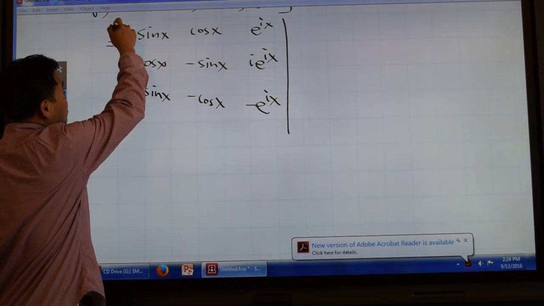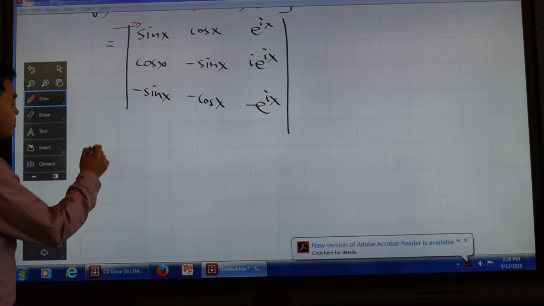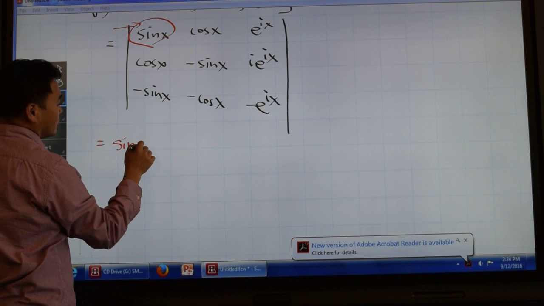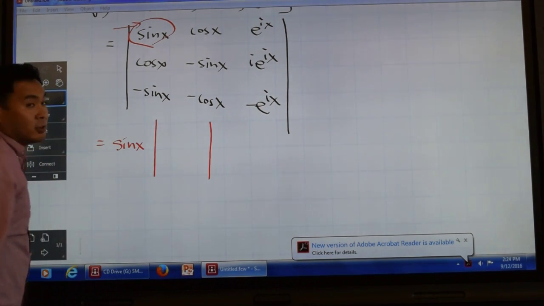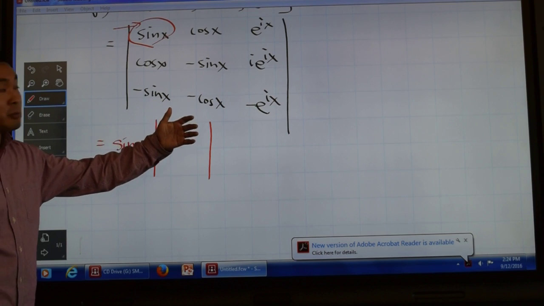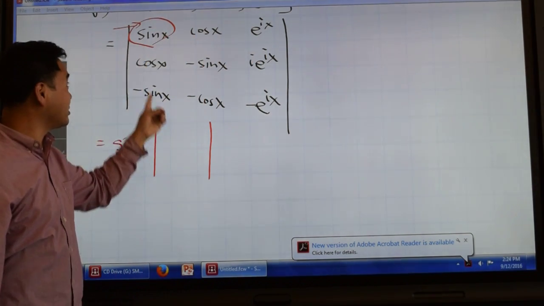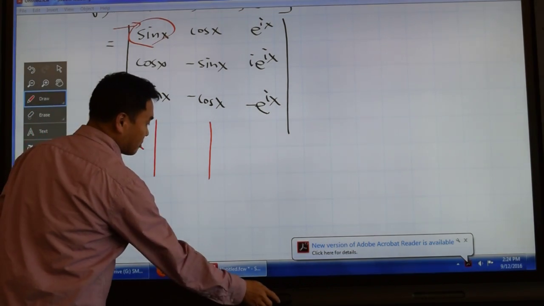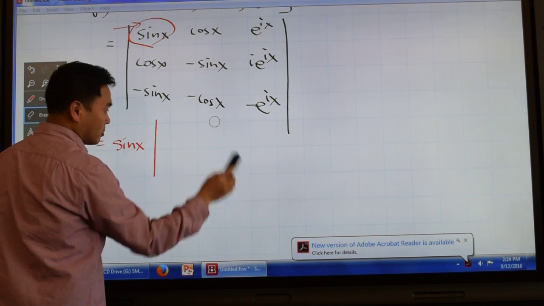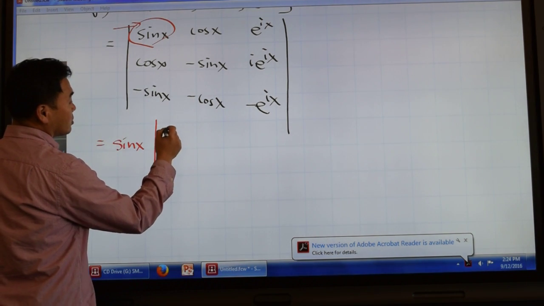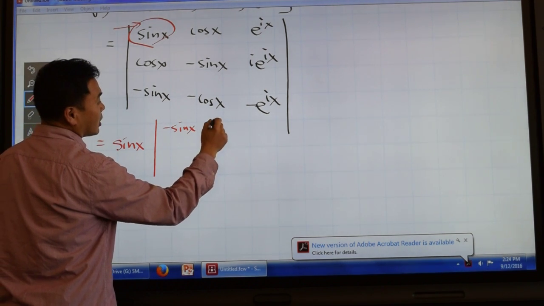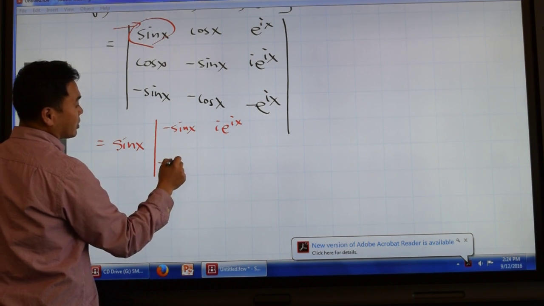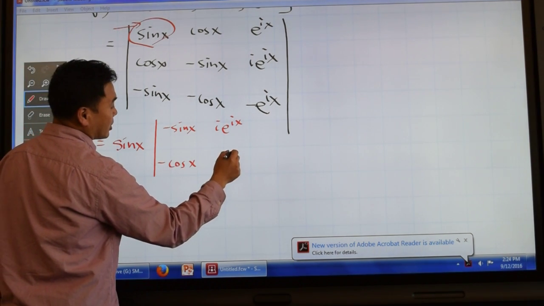Okay, so let's just do a row expansion. First you take sine, multiply by the submatrix obtained by deleting this row and the column containing this element that I just chose, right? So what goes in here? I should make it bigger. Negative sine x, i e to the ix, negative cosine x, negative e to the ix.